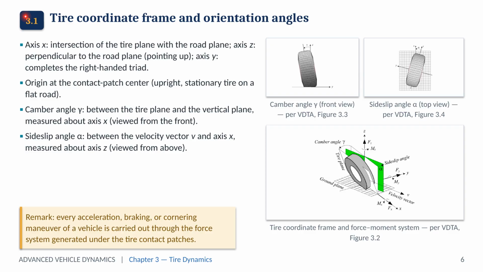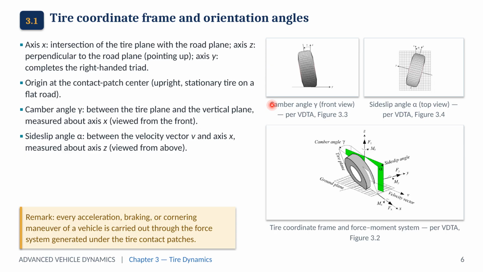The x-axis is the intersection line of the tire plane with the road. The z-axis is perpendicular to the road surface, pointing upward, and the y-axis is chosen so that the 3 axes form a right-handed frame. The origin sits at the center of the contact patch, for a vertical tire standing still on a flat road. The camber angle gamma is the angle between the tire plane and the vertical plane, measured about the x-axis, seen from the front of the vehicle.